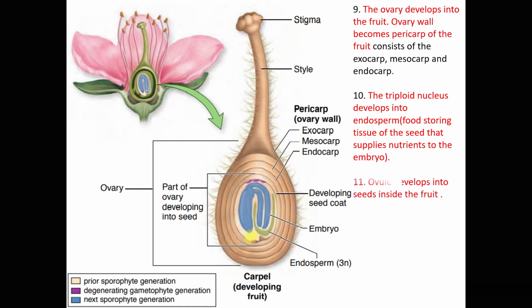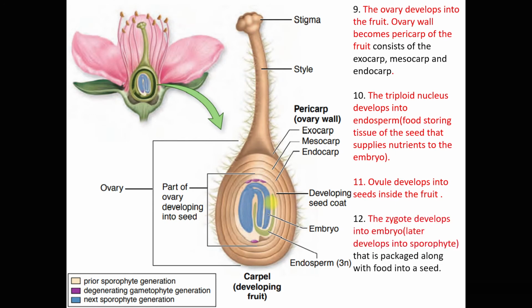Next, the ovule. The ovule develops into seeds, which are inside the fruit. This is the fruit, the ovary becomes the fruit, and inside the fruit there are seeds. So the seeds develop from the ovule. The ovule develops into seeds, which are inside the fruit.